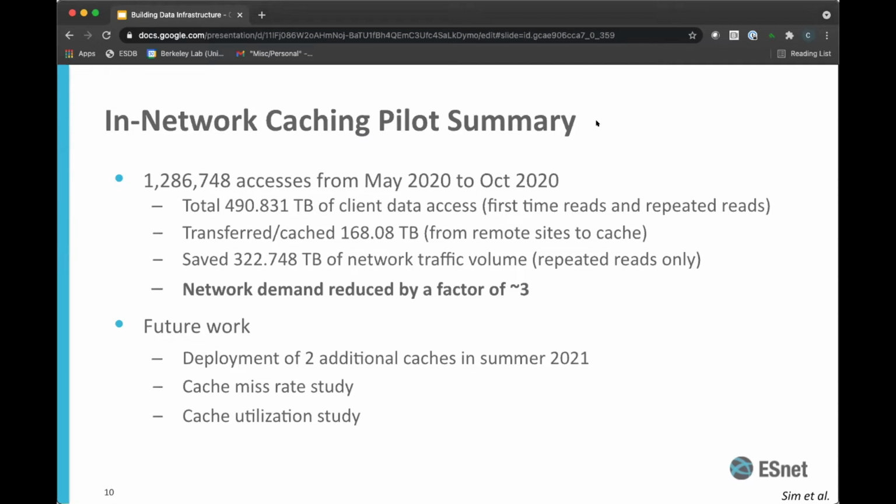The current cache is located in the Sunnyvale area. The way it's deployed is a bare metal system that essentially we allow OSG to manage. And so what we're looking at is 2 additional caches, and these will be distributed somewhere on the East Coast to give us better coverage in terms of understanding how the data movements are being utilized. And so there will be 2 additional studies that we're looking at. One is the cache miss rate, and the other one is the cache utilization.